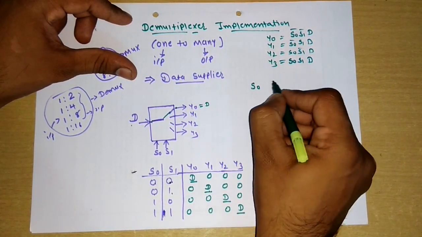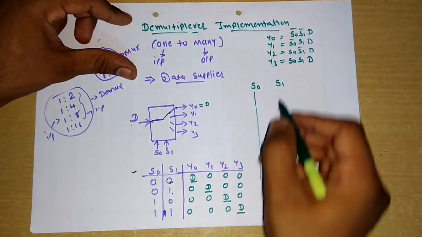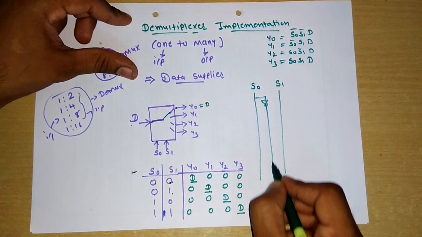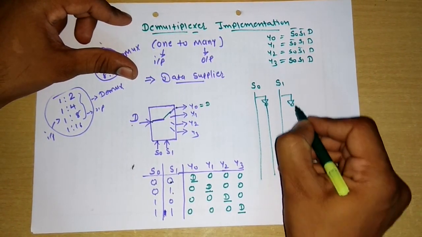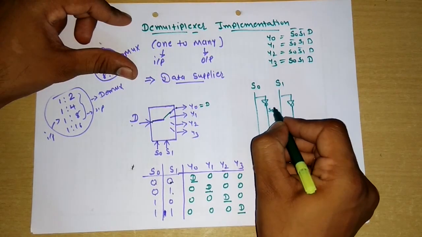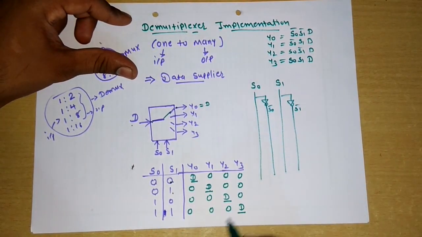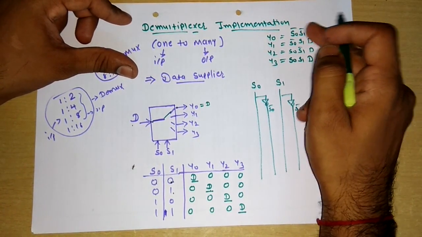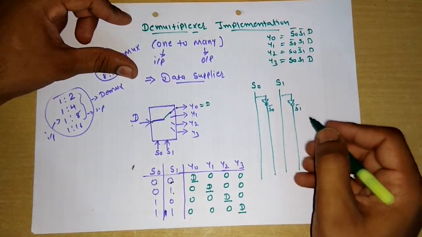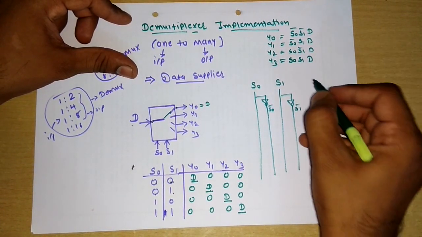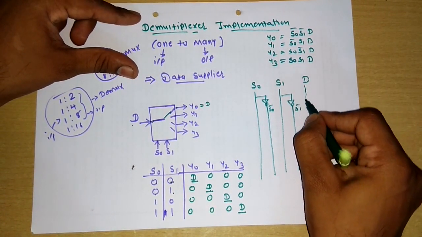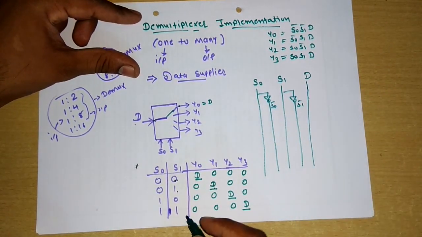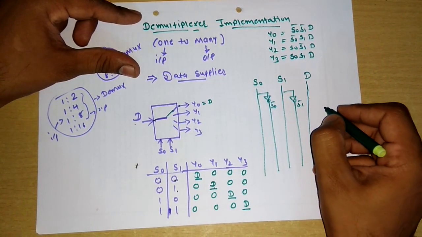So let us draw the circuit for the same. S0 and S1 are available, and with this let us have S0 bar and S1 bar also. So this becomes S0 bar, this becomes S1 bar. Four output lines are there, and we just require AND gates for these lines. D is always connected to every line, so let us have D also as the input. This is the D line.